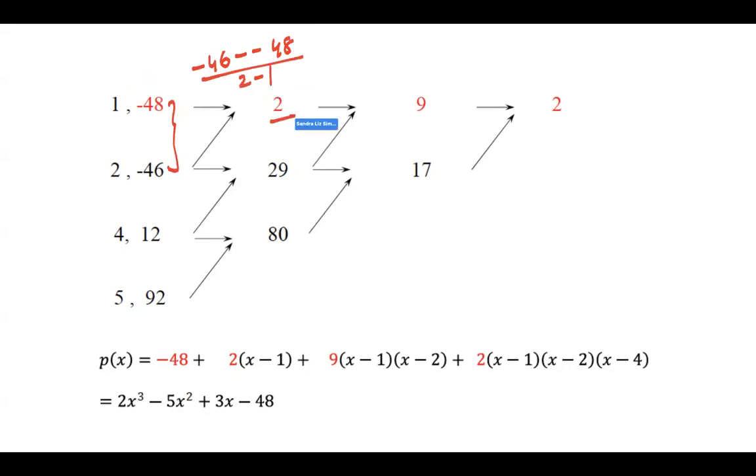Are you getting 2 as the answer? Just check. Okay. The next is this entry. You get 12 minus 46 divided by 4 minus 2. Are you getting 29? Okay. And next you take this one. This will be 92 minus 12 divided by 5 minus 4. You should be getting 80. Okay, so now the first column is done.